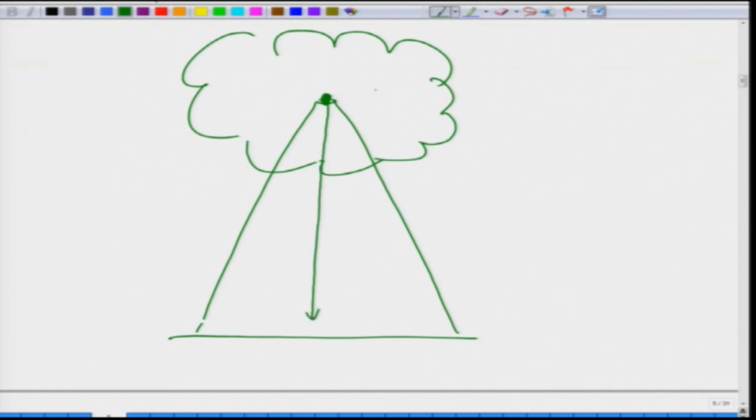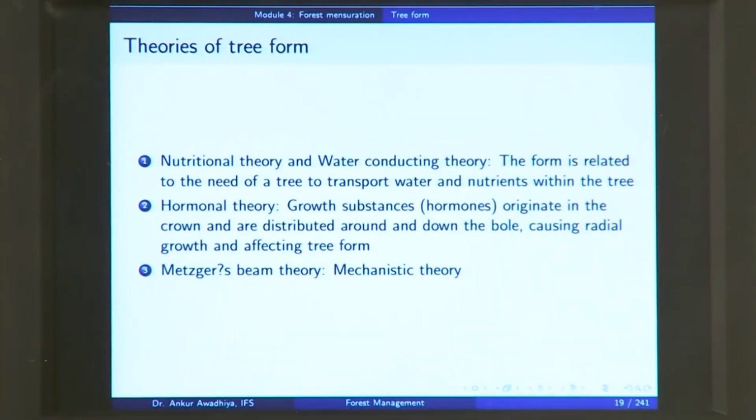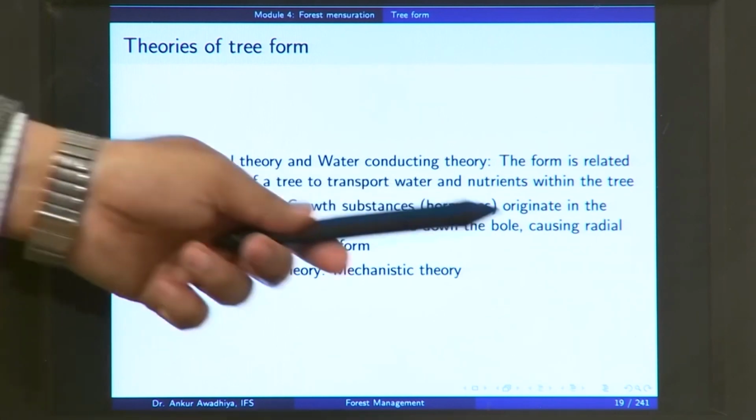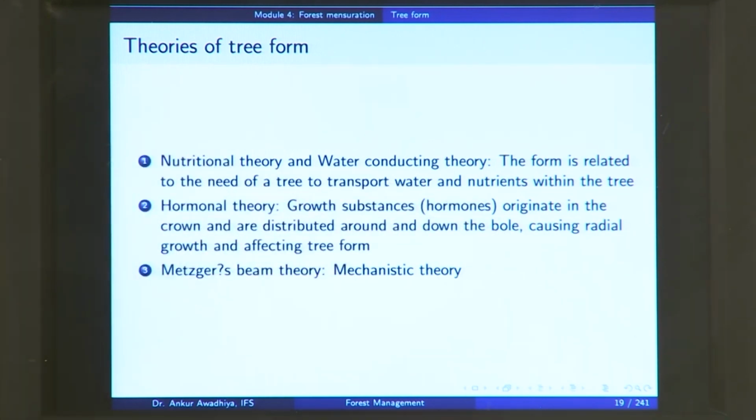So, the concentration here is the maximum and the concentration here is the minimum. And when you have a maximum concentration of this particular hormone, the radial growth is less. When you have less of this concentration, then the radial growth is more. So, the hormonal theory says that a hormone is generated in the crown, then distributed around and down the bole, and this inhibits the radial growth of the bole. So, if you have it in a lower concentration, you will have more radial growth.